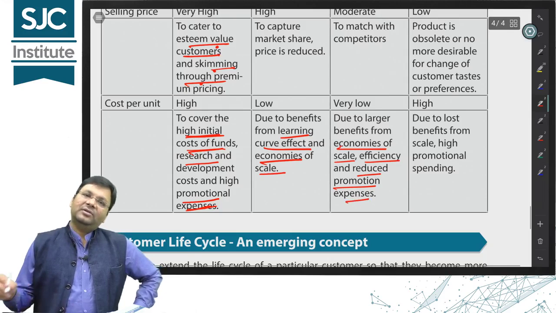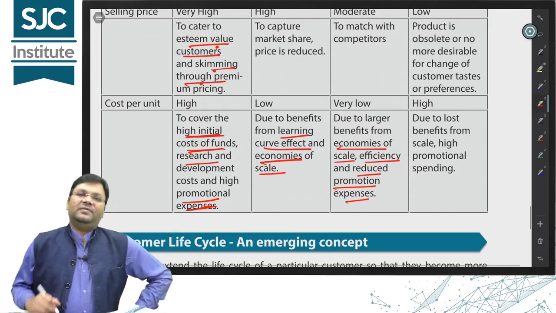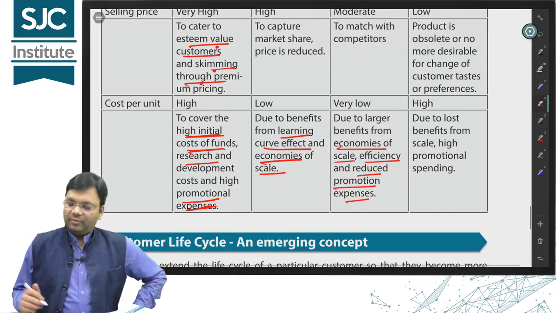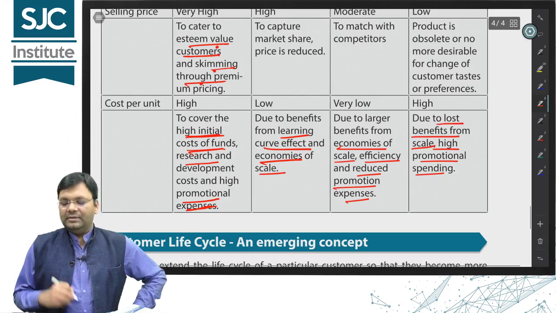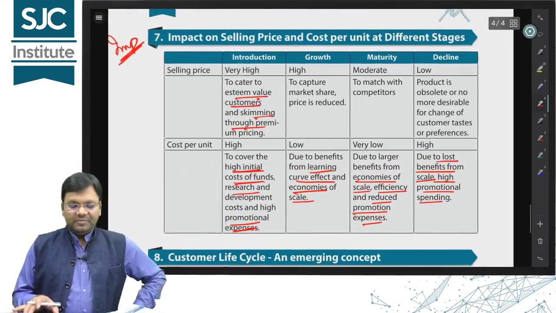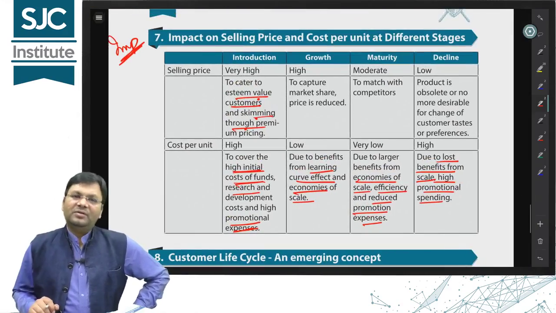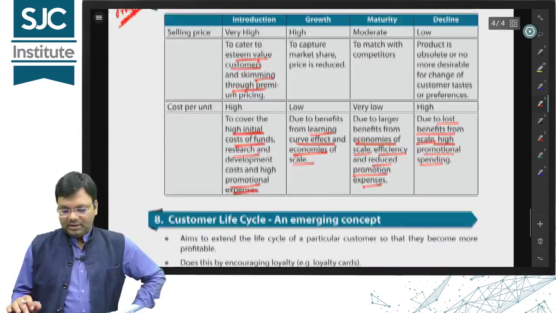And why did the cost start becoming high again? Because we lost all economies of scale and we increased our promotional expenses, high promotional spending, and lost benefits of scale. Got it? So this is very important. You have to remember this. Very easy to remember and very easy to write, but very, very important.